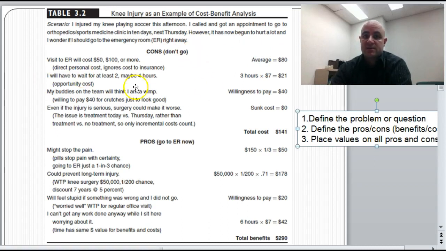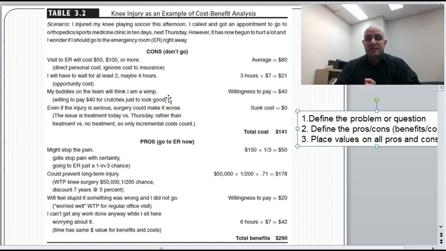The time factor, all right, the opportunity cost. How much is that time going to be worth to you? Okay. And again, this is all person by person. It's how much you value your time. And so for this person, each hour is worth $7. 7 times 3 is 21. Okay. We talked about the pride factor.